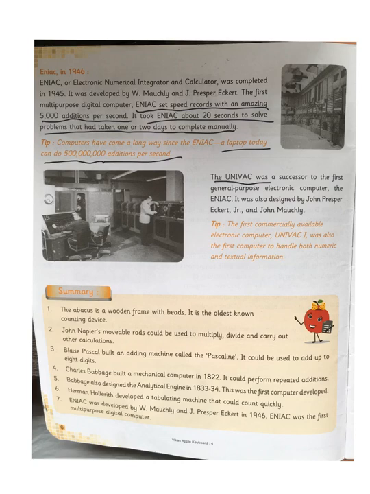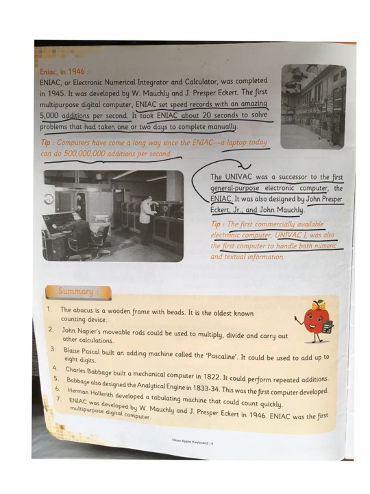So the ENIAC was the first general purpose electronic computer. After ENIAC came the UNIVAC, and similarly computers are day by day being improved. This was also designed by those two friends, John Mauchly and John Presper Eckert. The first commercially available electronic computer, UNIVAC 1, was also the first computer to handle both numeric and textual information.